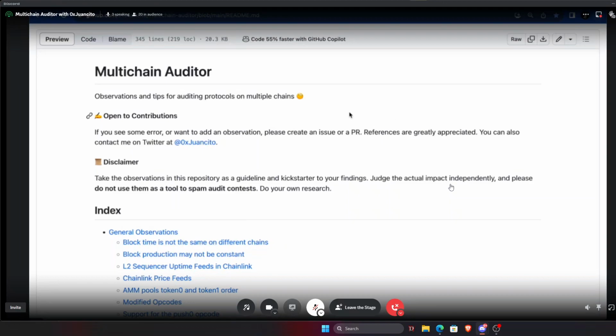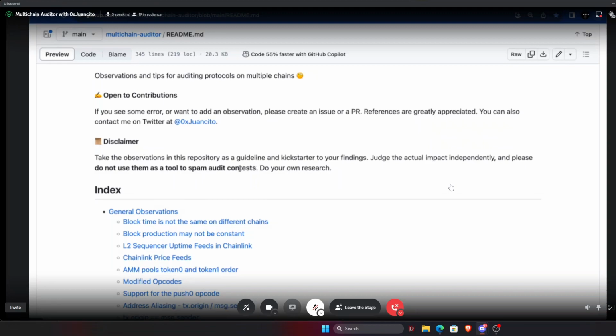Also, if you are auditing on some competition, you might check it as well. It's open for contributions of any kind. And also, I put a disclaimer: please don't spam audit contests with these observations just because you see them here. Please do your own research and check any vulnerability and impact that may have.